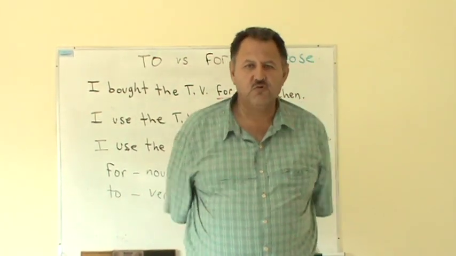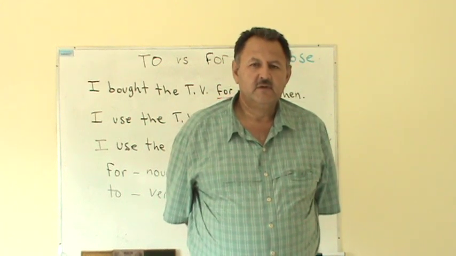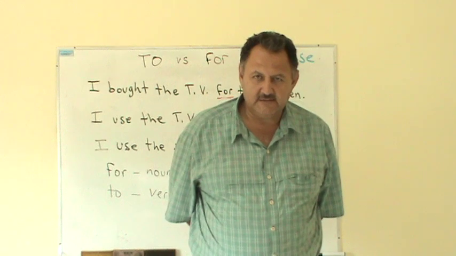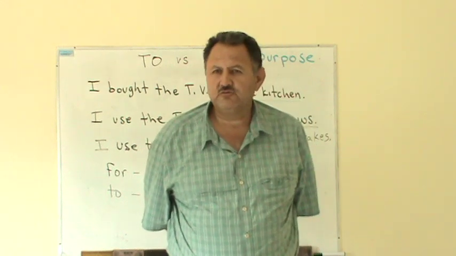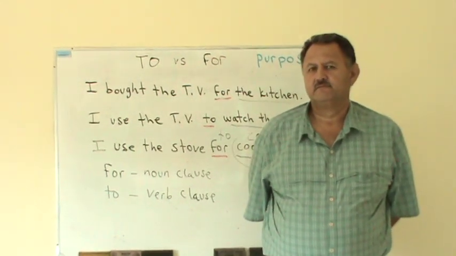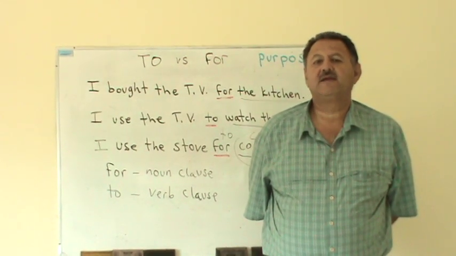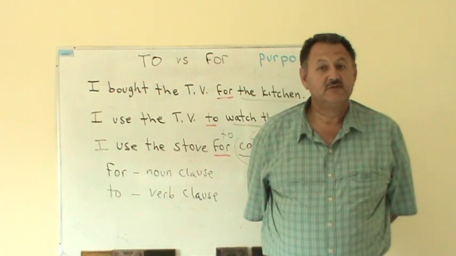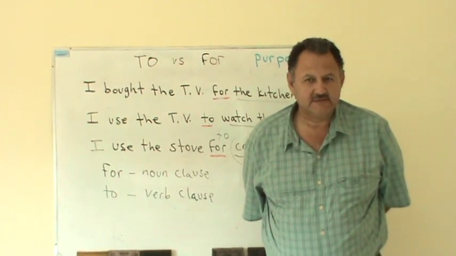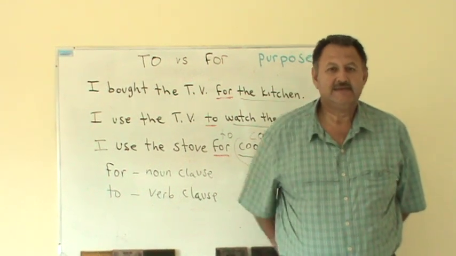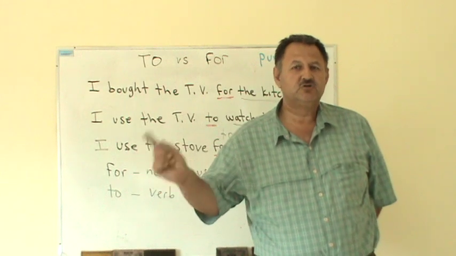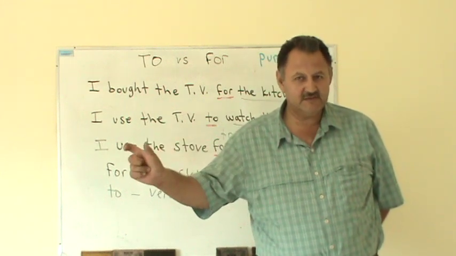I go to school for baseball practice. I go to school for baseball practice. I go to school to practice baseball. Do you see the difference? Baseball practice, I'm saying baseball practice as a noun. To practice baseball, it's a verb.